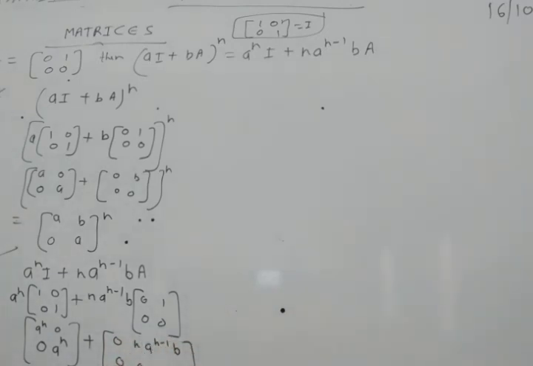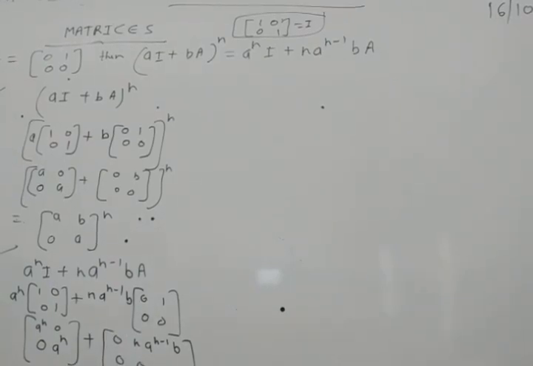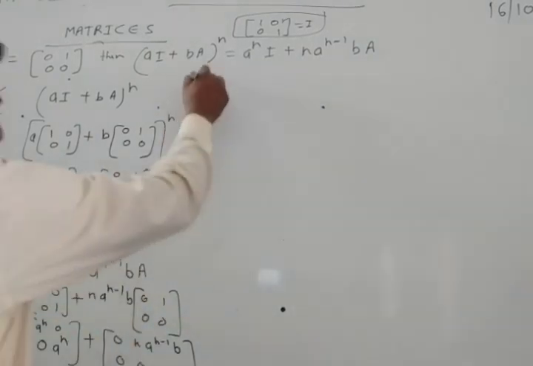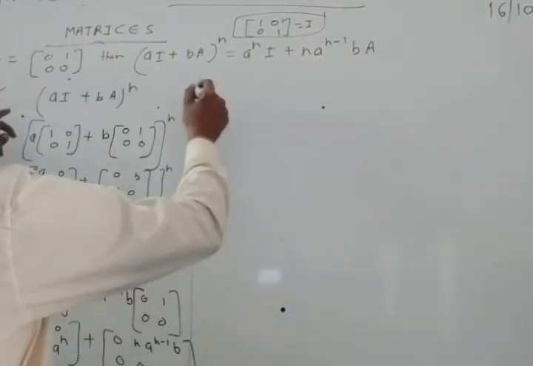Okay, now what we will do? Now add both terms, we get a to the power n and a to the power n minus 1 b 0 a to the power n. So this is our right hand side: a to the power n and a to the power n minus 1 b 0 a to the power n. Now we will write here our left hand side.